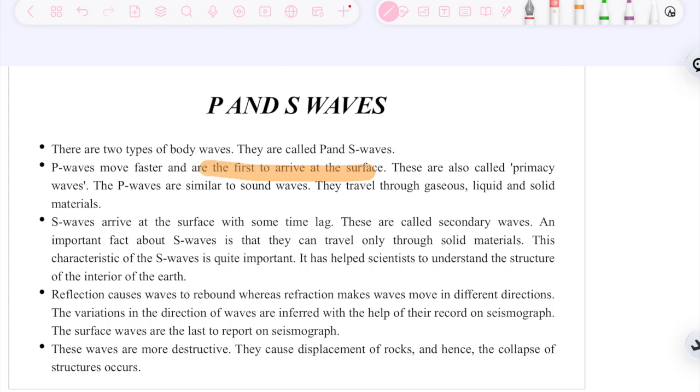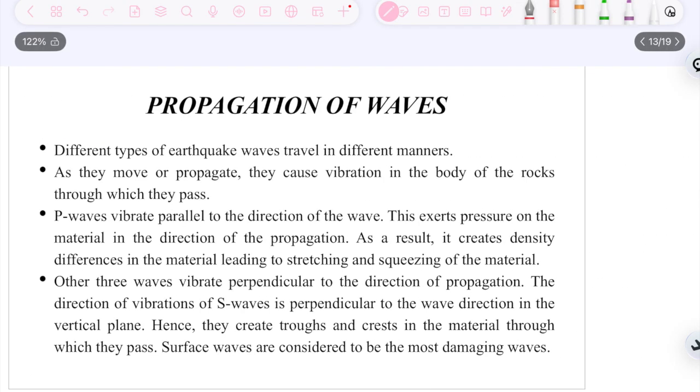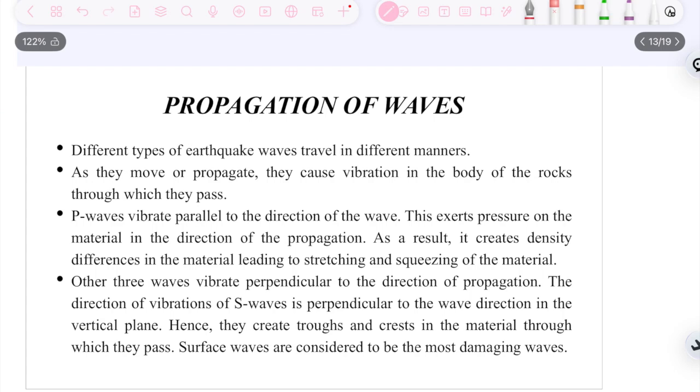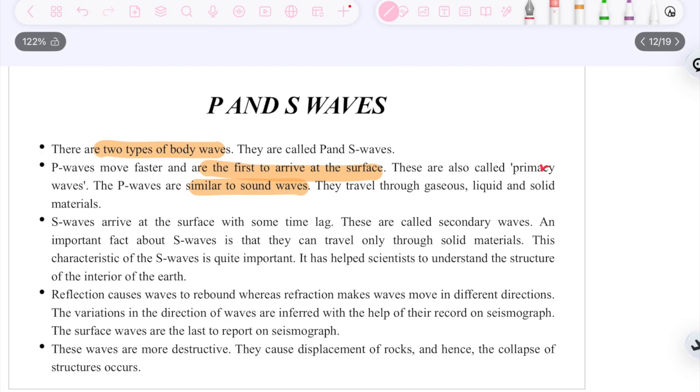But you must remember that these are two types of body waves, not surface waves. Means that they are only present inside the interior of Earth. They do not move and interact with the surface rocks. These are also called primary waves. The P waves are similar to sound waves. Now what is the nature of sound waves and how do they travel? We will look at this in this slide, how they propagate. But let's first look into that.